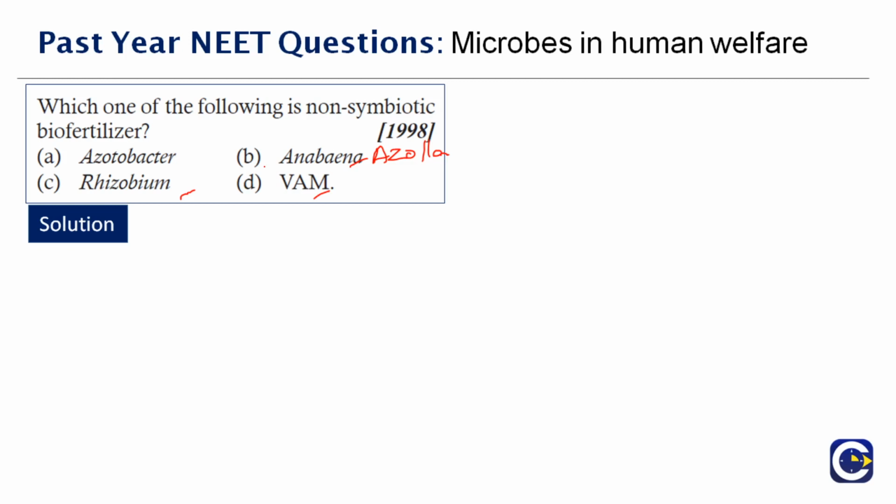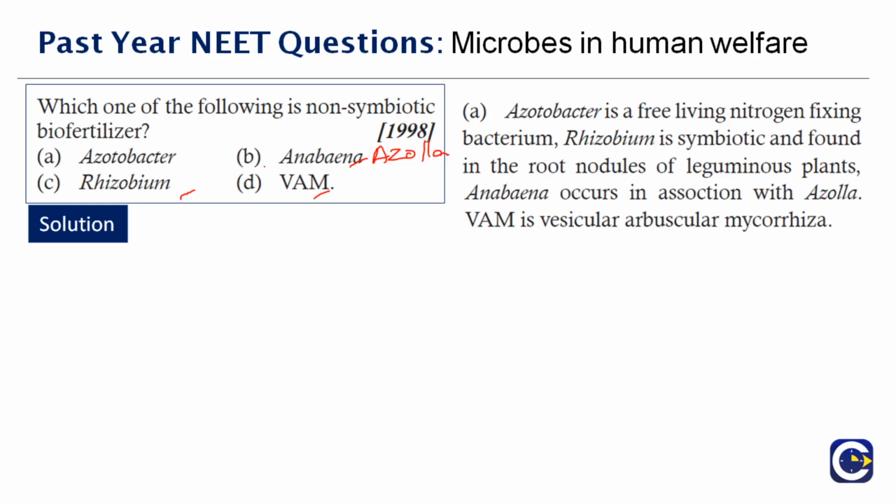Now, which one of the following is a non-symbiotic biofertilizer? If you see, it is Azotobacter, which is option A. Azotobacter is a free-living nitrogen-fixing bacterium. It doesn't form association with any organism, but of course, it does the nitrogen-fixing work, but it does it freely. The correct answer is option A. Next question here.